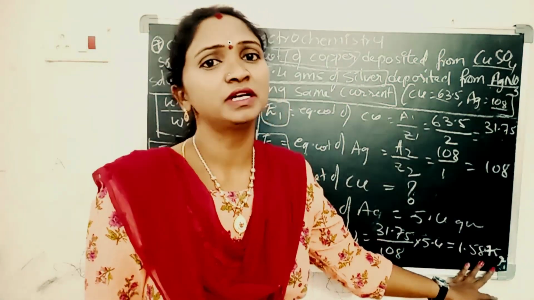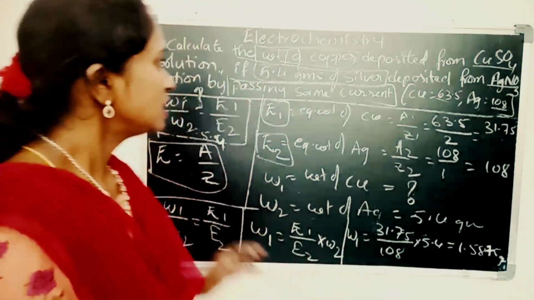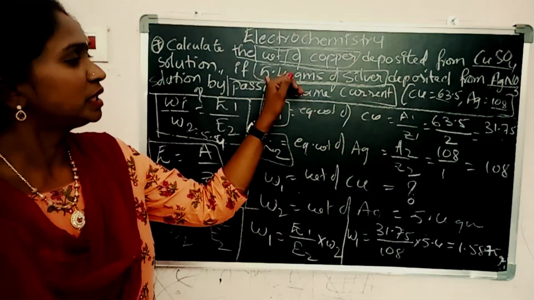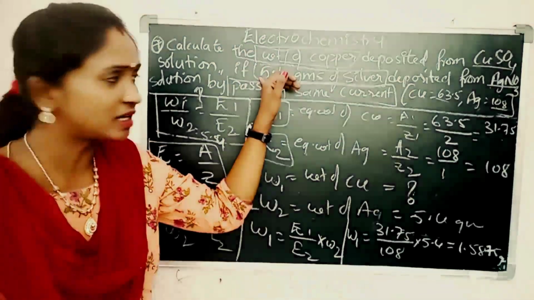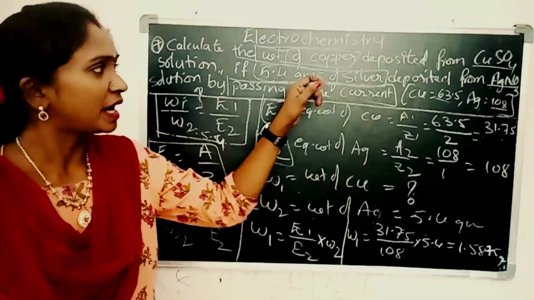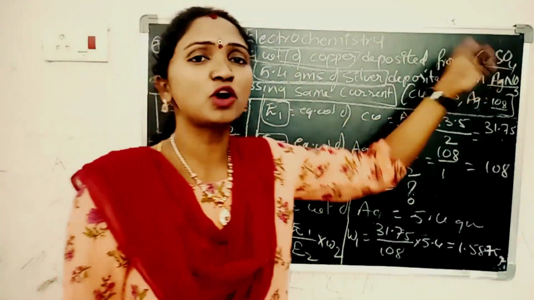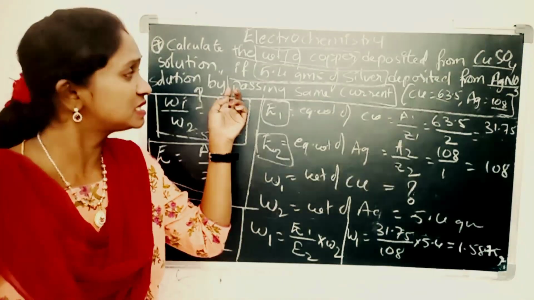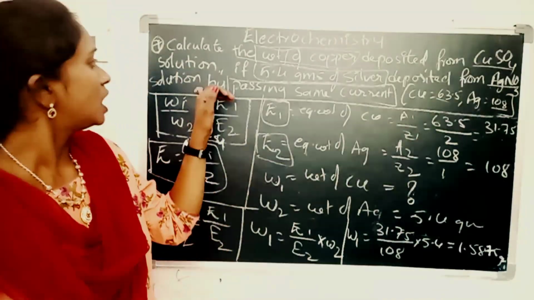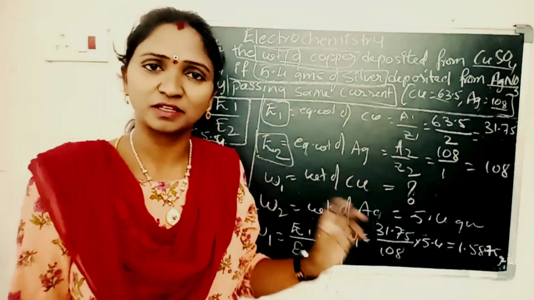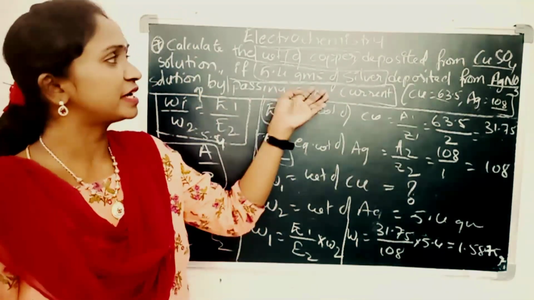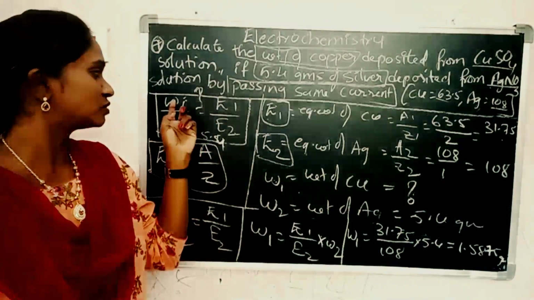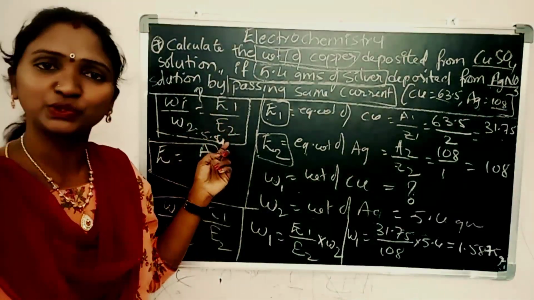1.5875 grams of copper deposited. See, this is based on Faraday's second law. The silver deposited from the silver nitrate solution is 5.4, and what is the weight of copper deposited from the copper sulfate solution? And how do we know this is the second law? Because the same current is passed, the same quantity of current is passed into different electrolytes, so the second law applies. So W1 by W2 equal to E1 by E2 is the formula.